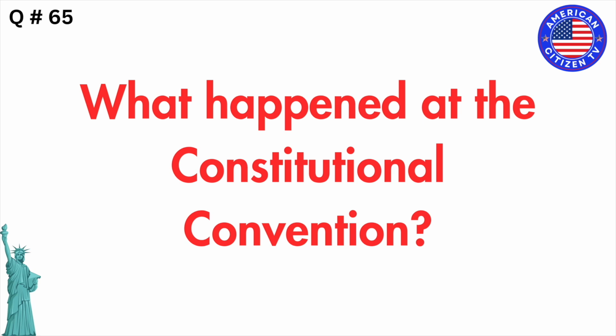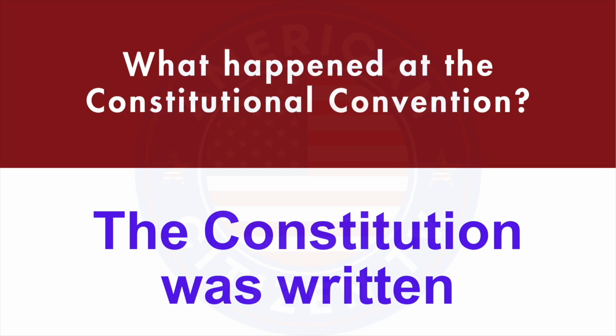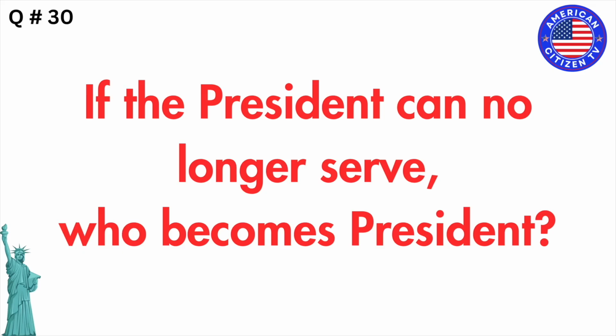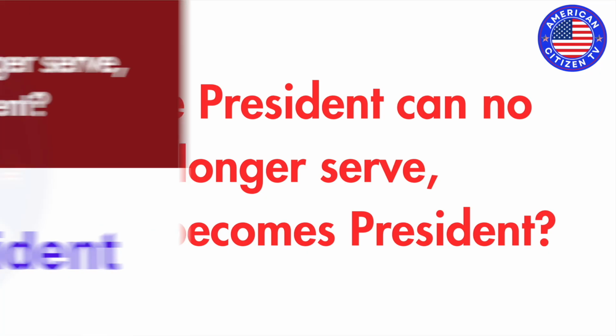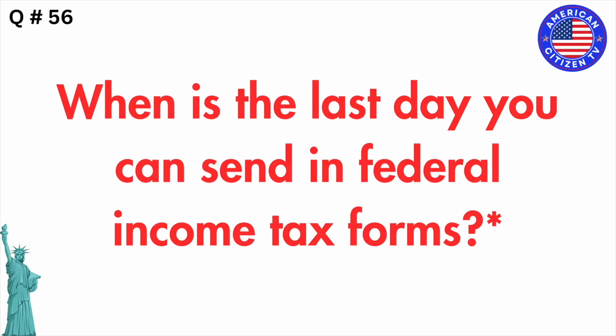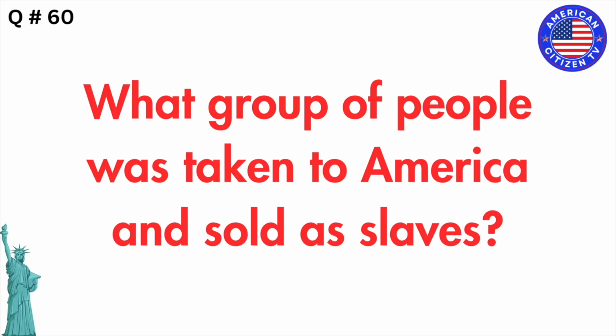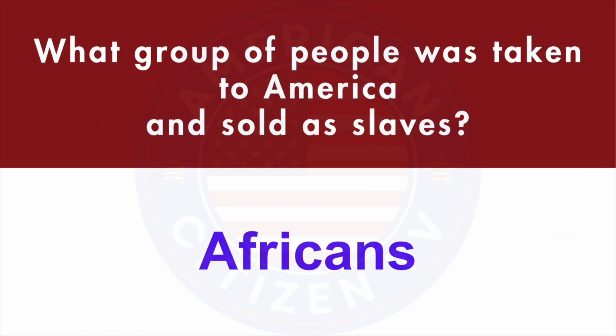What happened at the Constitutional Convention? The Constitution was written. If the president can no longer serve, who becomes president? The vice president. When is the last day you can send in federal income tax forms? April 15. What group of people was taken to America and sold as slaves? Africans.